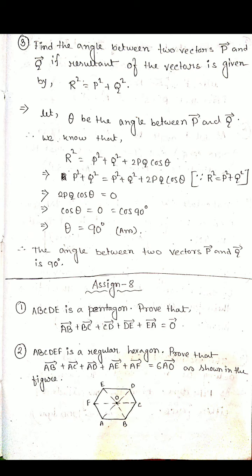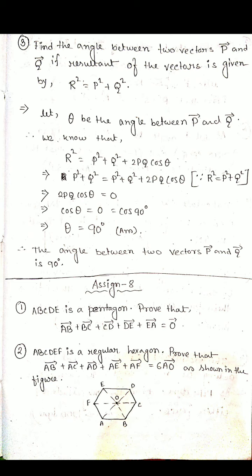Squaring both sides, we get r square equals p square plus q square plus 2pq cos theta. Now in place of r square, the value given is p square plus q square. So p square plus q square equals p square plus q square plus 2pq cos theta. After solving these things, we get cos theta equals 0.